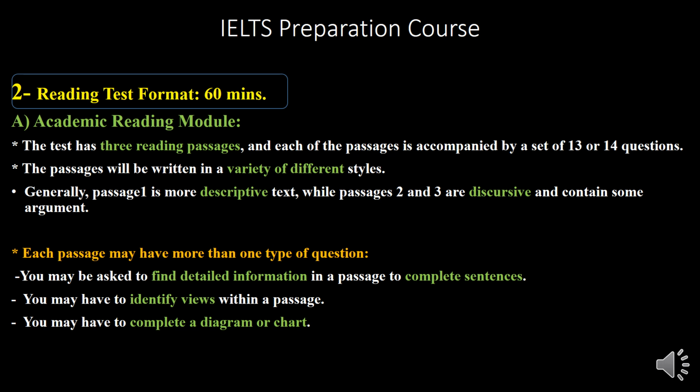Moving on to reading test format, which is 60 minutes long. Number A, academic reading module. The test has 3 reading passages, and each of the passages is accompanied by a set of 13 or 14 questions. The passages will be written in a variety of different styles. Generally, passage 1 is more descriptive text, while passages 2 and 3 are discursive and contain some argument.